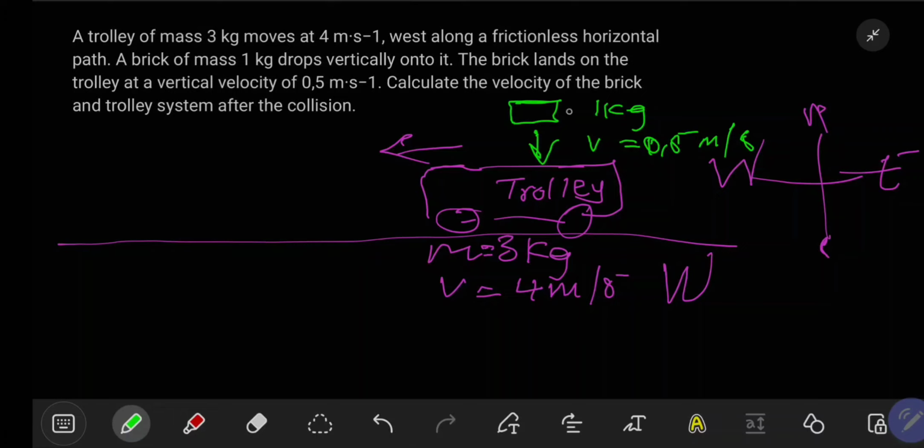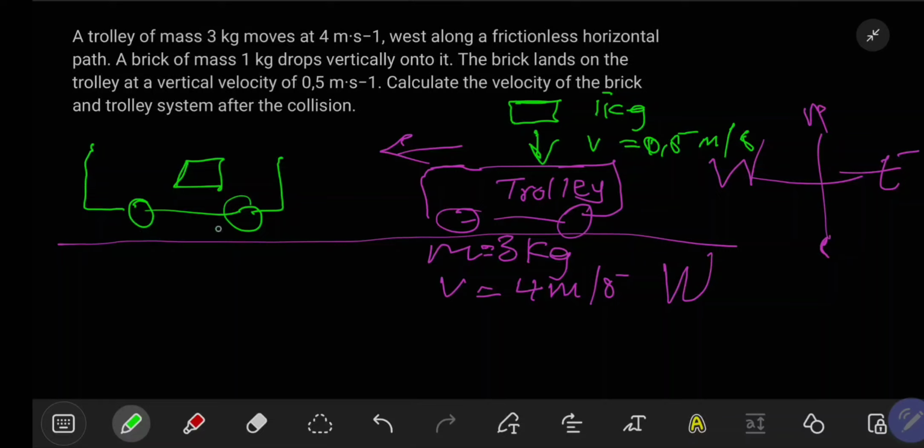So this was the initial phase. We had the trolley going in the western direction, and then during its motion there was a 1 kg brick which was vertically dropped into this trolley. So at some point here, our trolley is here, and then inside this trolley we are having a 1 kg brick. Then they want you to calculate the velocity of the brick and the trolley system.